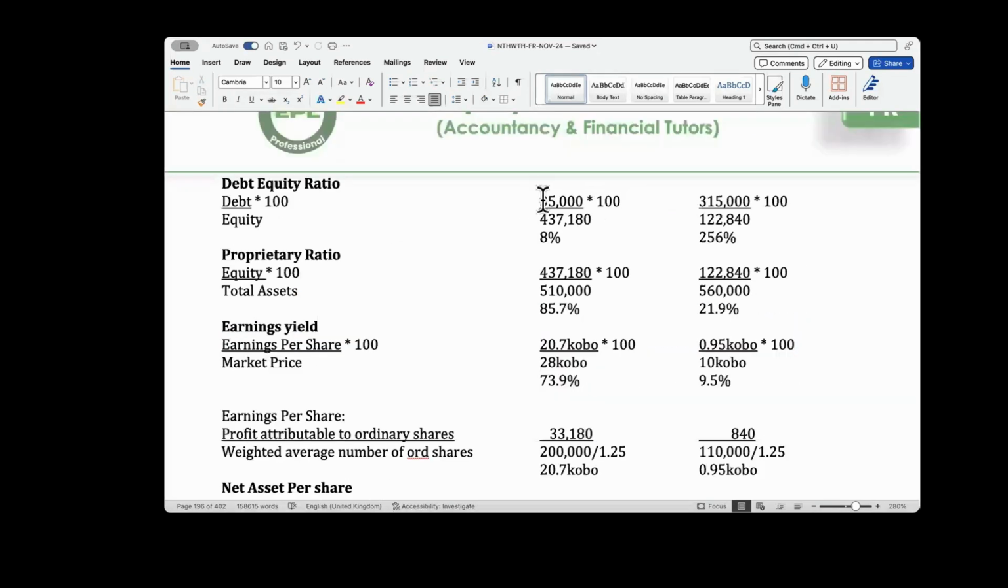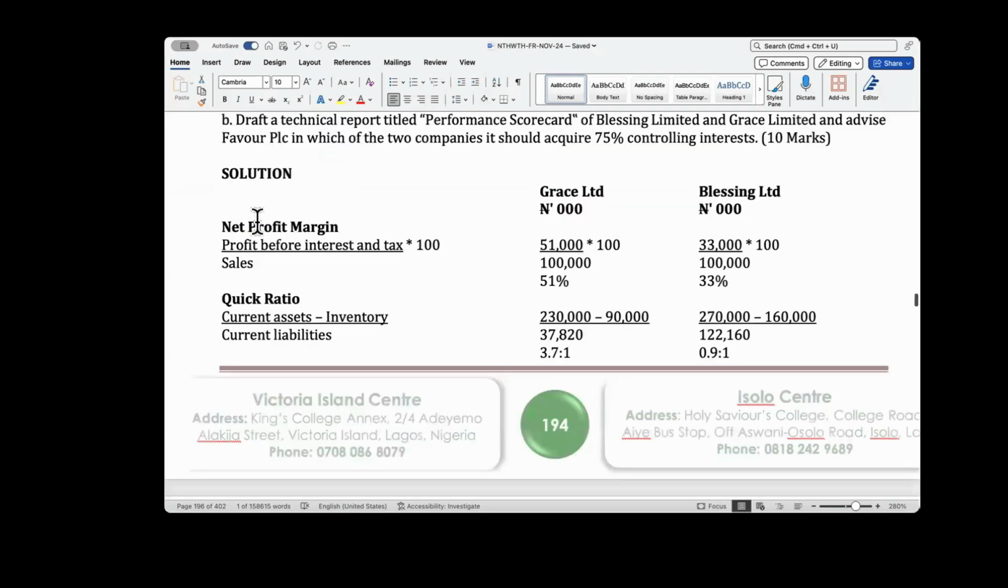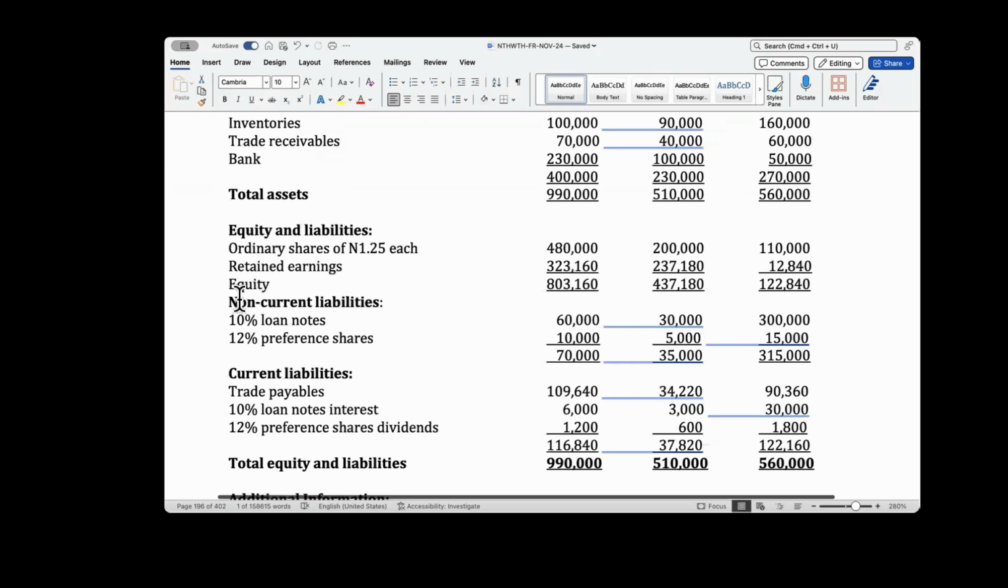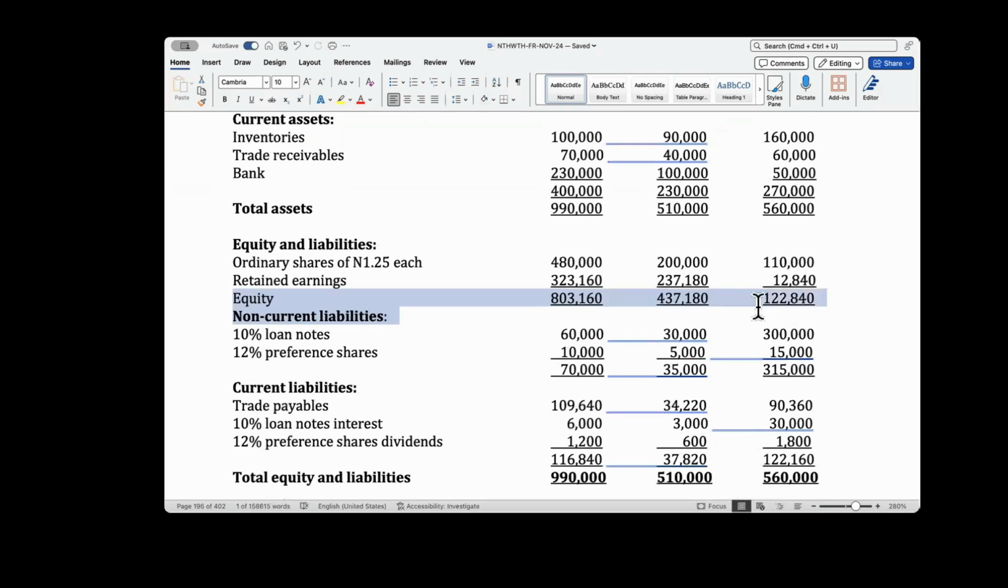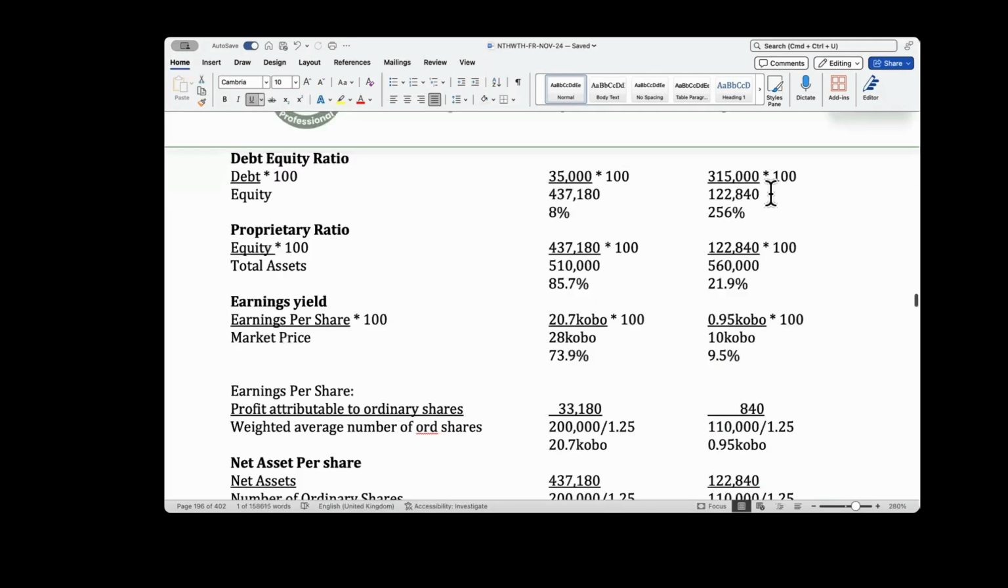So debt over equity. The total debt here is 35. This one is 315. Equity, you all know what equity is. Share capital plus reserves. Please, equity is not share capital alone. No. Equity is not share capital and share premium alone. No. Equity is share capital, share premium, retained earnings, revaluation surplus, all of that. So usually you just come to your statement of financial position. This equity here, whatever is there, is what you will use as your equity. So I used it. Grace 8%, Blessing 256%.